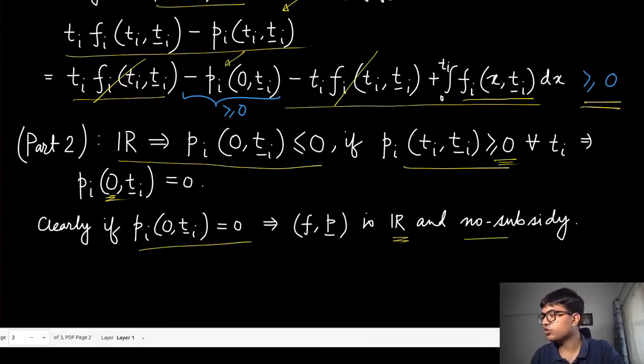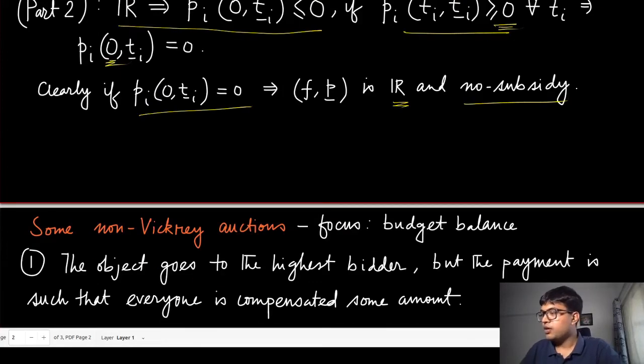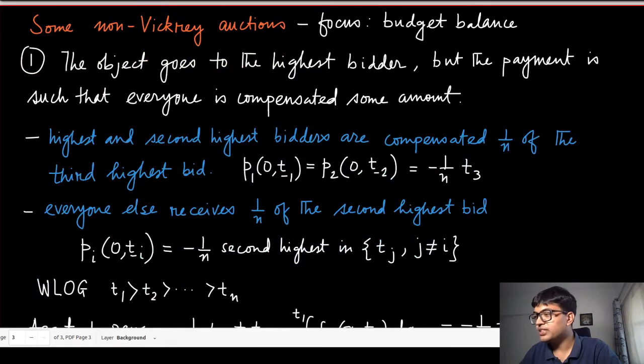And it is also not going to have any subsidy, because of the fact that the allocation policy is monotone. So we can again draw something like the picture that we have shown last time. The payment is always going to be non-negative. Okay, so with that, let us now go into some mechanisms which are non-Vickrey auctions.